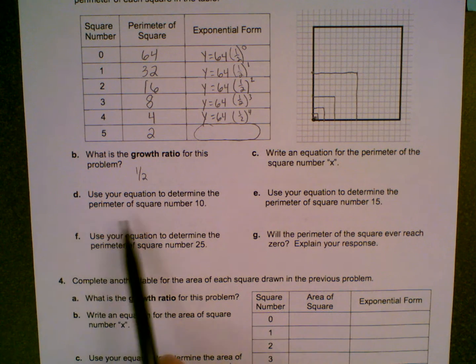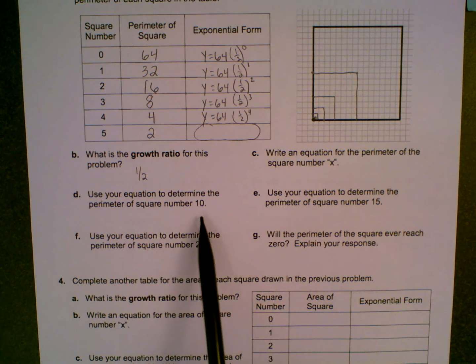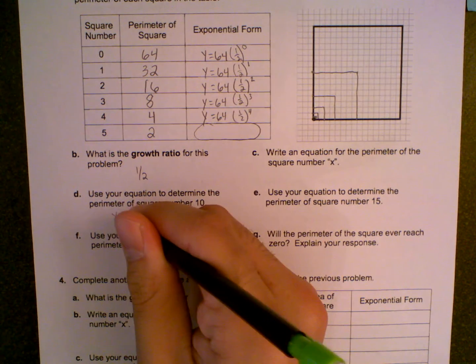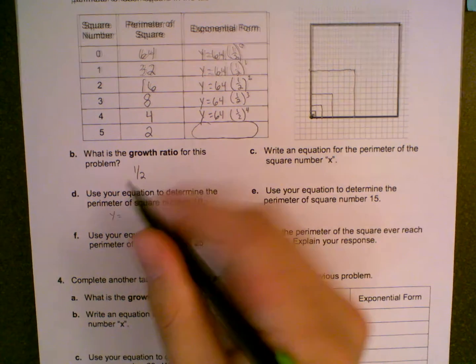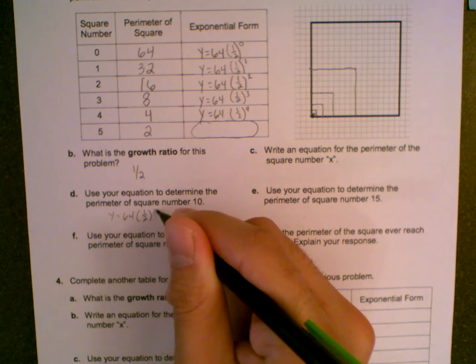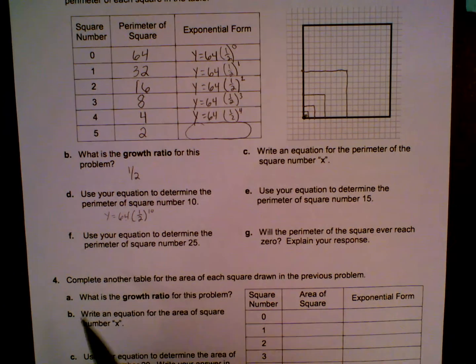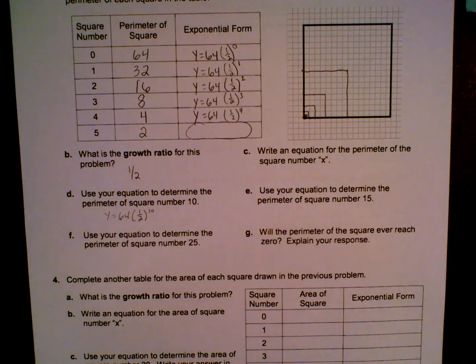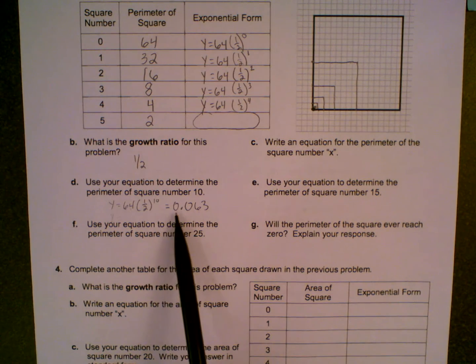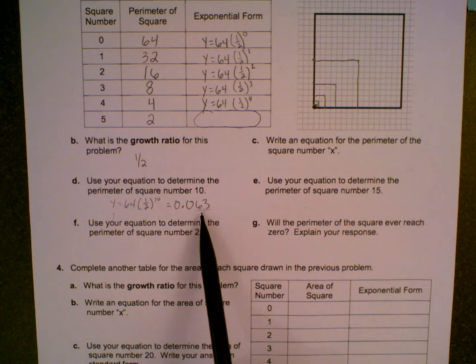All right, next question D. Use your equation to determine the perimeter of square number 10. So then my equation y equals 64 times 1/2, and then it'll be to the 10th power. And once again, when you plug this into your calculator, let's just do it all in one step. So take 1/2 to the 10th power and then multiply it by 64. When we do all that, we get an answer of 0.063. Once again, I rounded to two significant digits there.